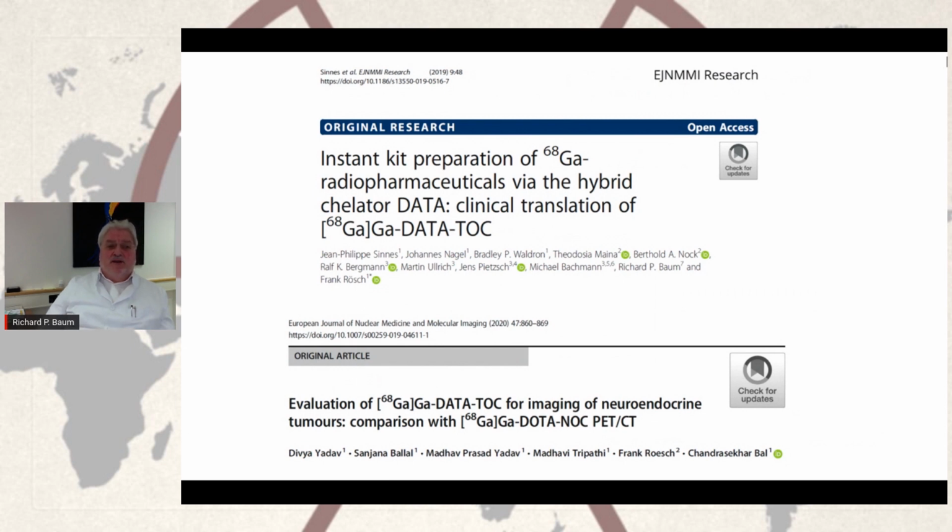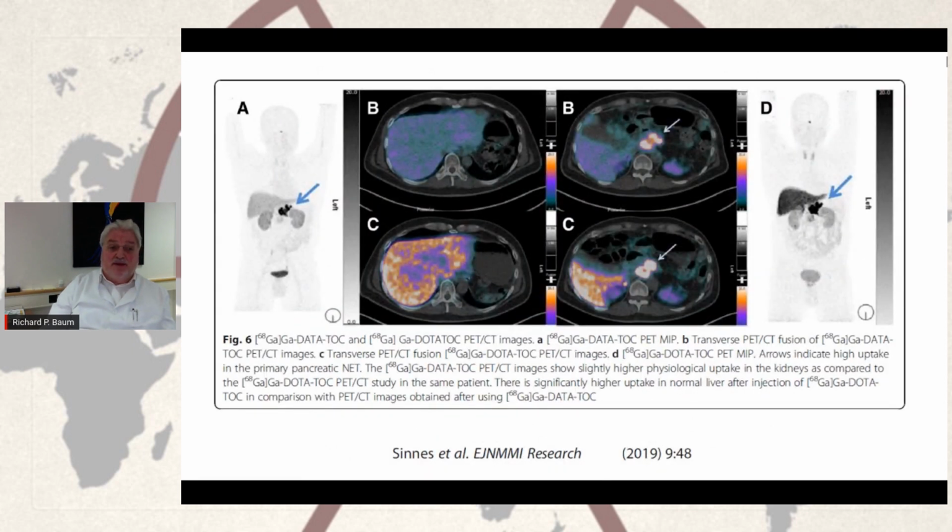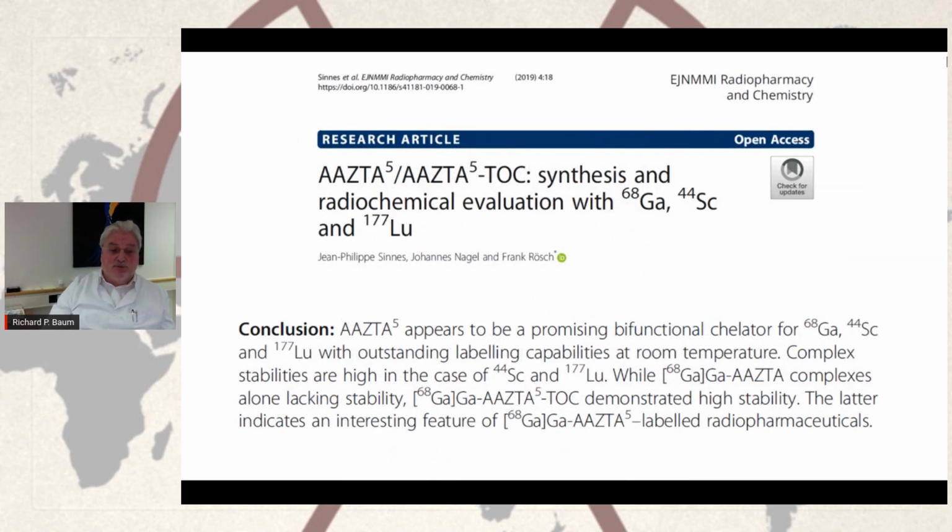So there are some uses of gallium DATA-TOC, and actually I studied the first patient, and also a larger series just recently published in the European Journal of Nuclear Medicine and Molecular Imaging by the group from Chandrasekhar Bal in India. As you can see from the data, the uptake in the liver is somewhat less than with the DOTA component. And this is shown in our patient, which we studied first, that you have less liver uptake and can probably detect liver metastases more clearly, in addition to the advantage of being able to label at room temperature.